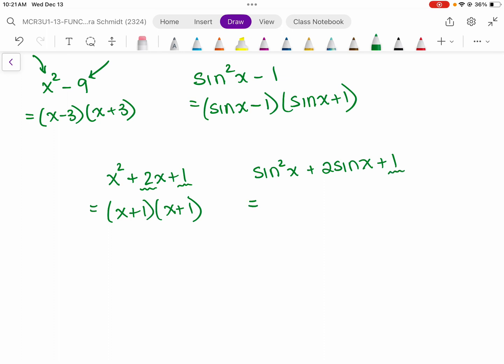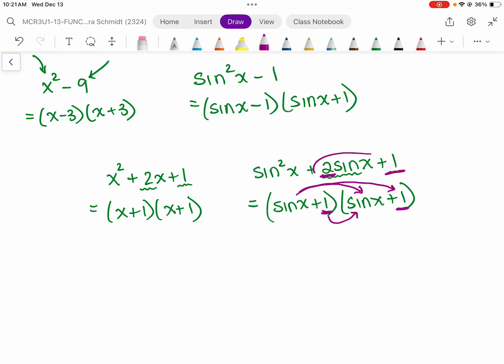So if we're trying to find something that multiplies to 1 and adds to 2 sine x, that could be sine x plus 1 times sine x plus 1. Because this 1 times 1 would equal 1, and then 1 plus 1 would be our 2 here. If we were to expand it, we get sine squared x plus sine x plus sine x, which is where we would get the 2 sine x, and then 1 times 1 would give us that. Not that we want to expand it, but I'm just trying to show you that that's how factoring works.